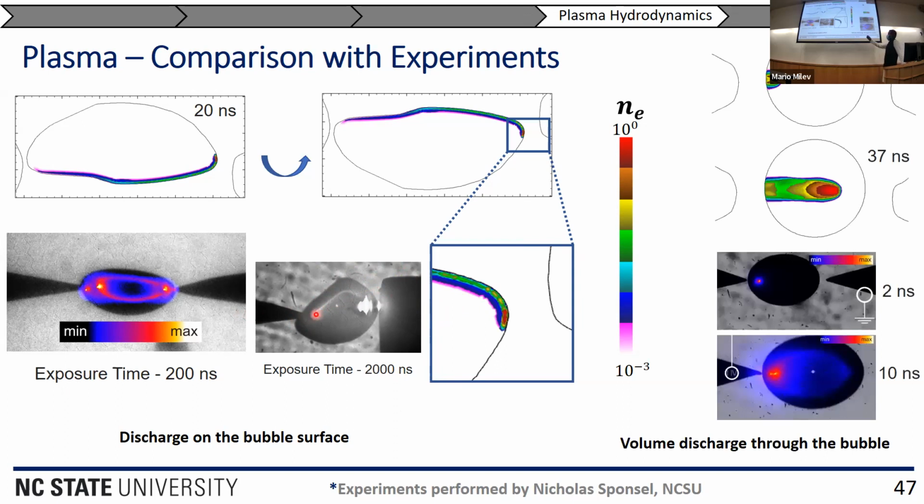You can also potentially see a volumetric type discharge where the bubble is a little bit more spherical. I used an actual circle in my 2D simulation. But this is a more spherical bubble, where the discharge actually goes through the volume of the bubble rather than along the edges.